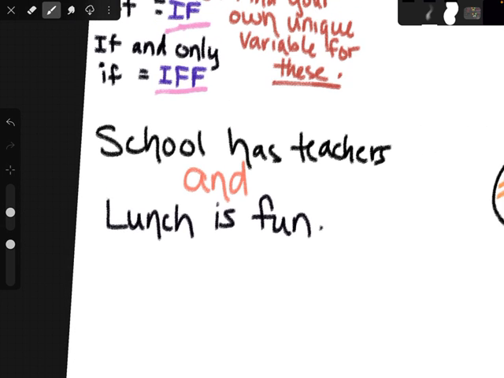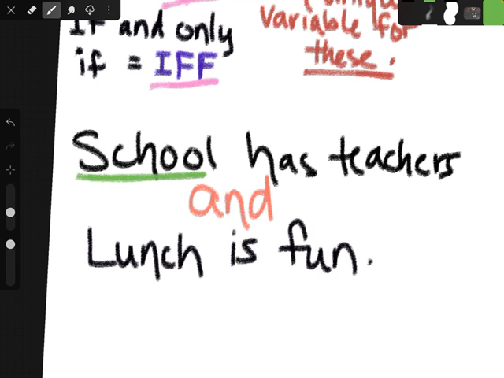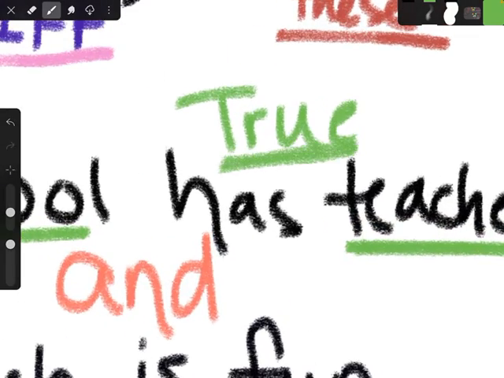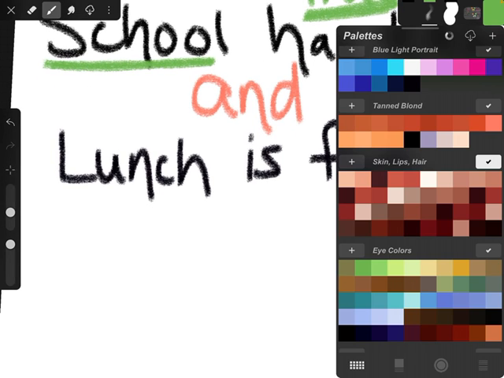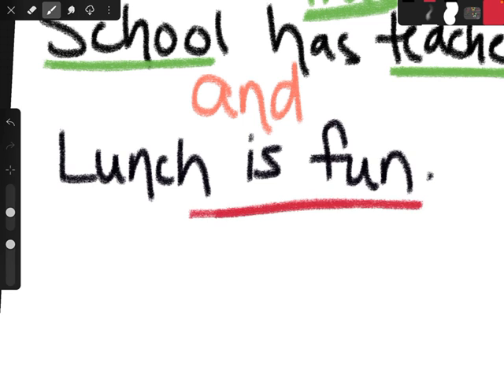Right? Okay. So let me put my green here because I told myself I would do green. So school has teachers. True or false? Well, I agree. Right? True. Some form of teachers, right? Lunch is fun. True or false? Now, maybe this is opinion, right? Maybe not everyone thinks lunch is fun, right? Could I put false? Could we have different answers on this? Yes, we can. But now let's prove it, right?